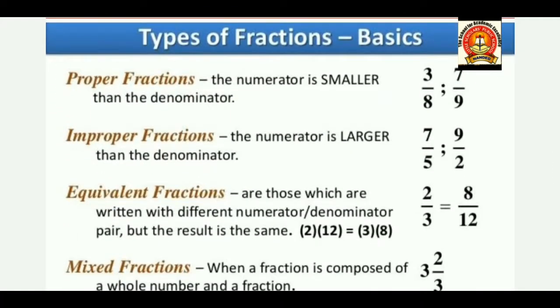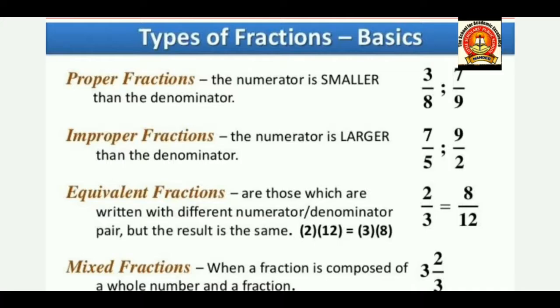Now moving to the types of fractions. These are so basic. In class 4 also you might have seen these examples. Proper fractions: the numerator is smaller than the denominator. Such a fraction is called a proper fraction. Like 3 parts out of 8, 3 upon 8. 7 upon 9. Here the numerators are smaller than the denominators. The whole is greater here than the part.